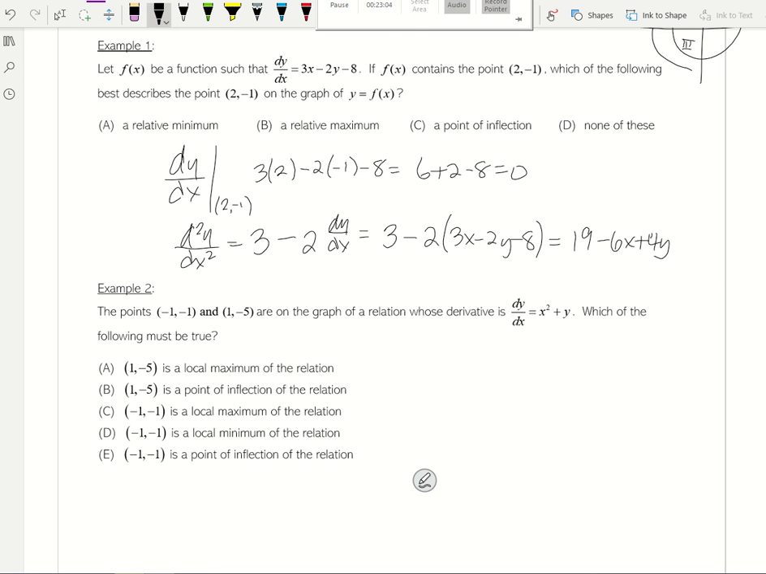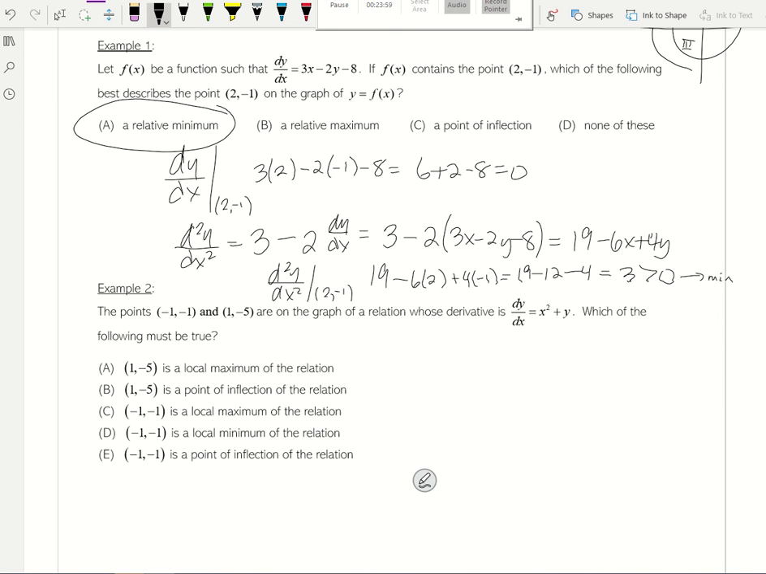So now we're going to find the sign at 2, negative 1. We're going to plug 2, negative 1 into the second derivative. If it's positive, it's what? Concave up. Yes, it's concave up, but is it a minimum or a maximum? If the second derivative is positive, you've got to think about that for a second. Okay, so this is going to be 19 minus 6 times 2 plus 4 times negative 1. So 19 minus 12 minus 4 is 19 minus 16, which is 3, which means it's greater than 0. So that means it is a minimum, and we're done. Okay, are we good there? Yay, okay. Next one.